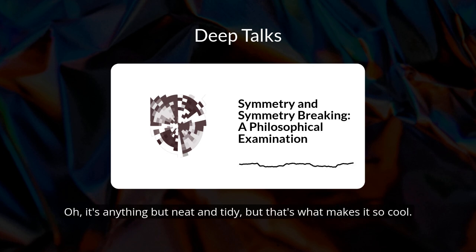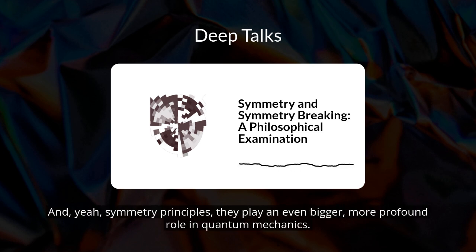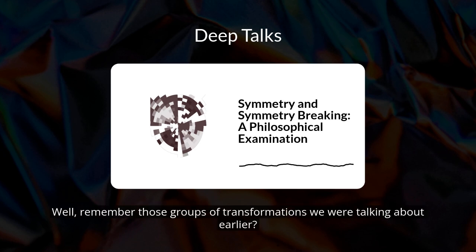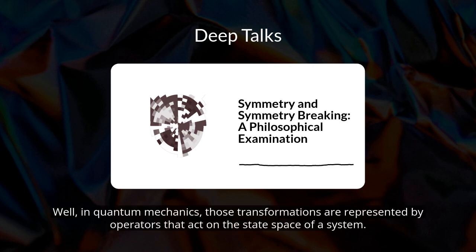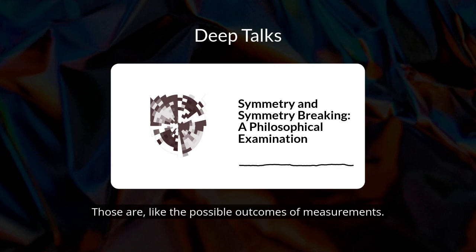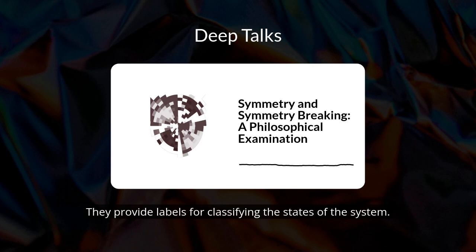The quantum world, oh, it's anything but neat and tidy, but that's what makes it so cool. And yes, symmetry principles play an even bigger, more profound role in quantum mechanics. Oh, really? How so? Well, remember those groups of transformations we were talking about earlier? Right. In quantum mechanics, those transformations are represented by operators that act on the state space of a system. These operators correspond to physical observables and their eigenvalues. Those are like the possible outcomes of measurements. They provide labels for classifying the states of the system.